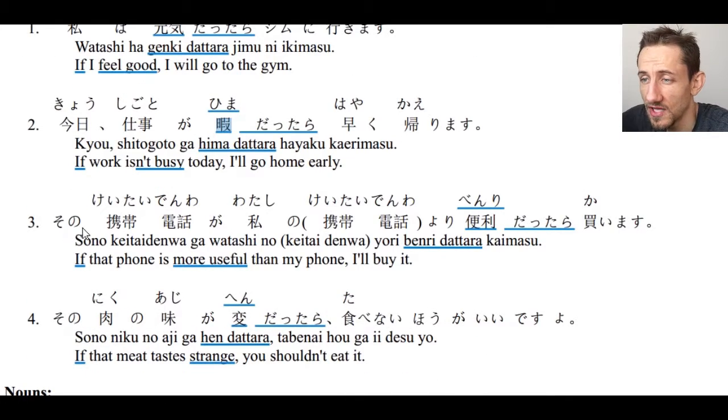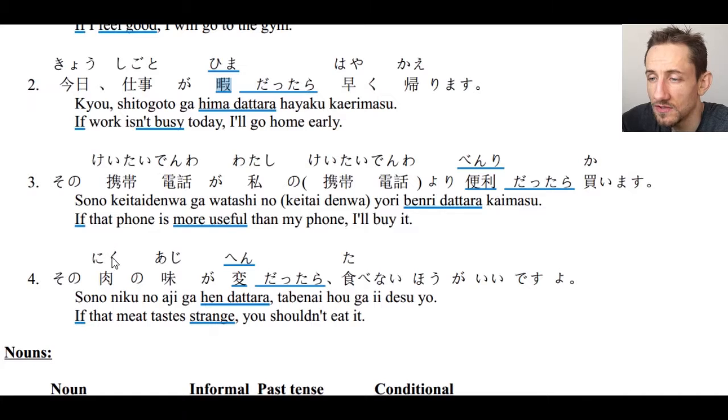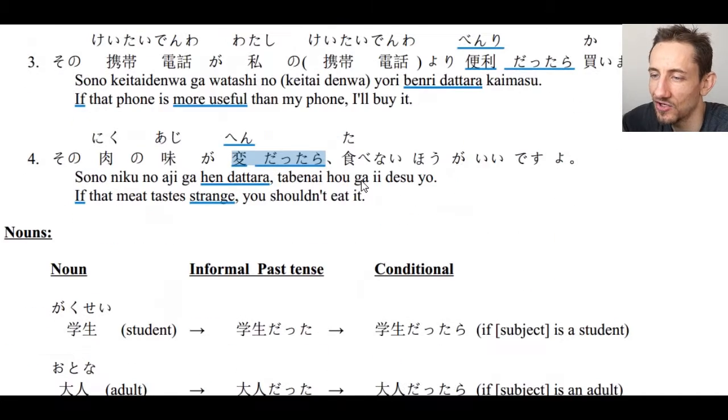Number 3, その携帯電話が私の携帯電話より便利だったら買います. So if that phone is more useful or more convenient than my current phone, I will buy it. 便利だったら. And number 4, その肉の味が変だったら食べない方がいいですよ. If that meat tastes strange, 変だったら食べない方がいい. You should not eat it. Eating it is not a good idea. Okay, and that does it for our na-adjectives.